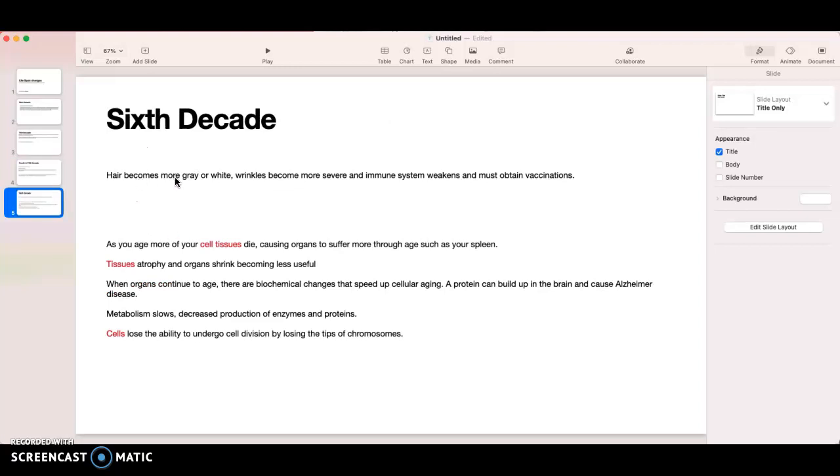In the sixth decade, hair becomes even more gray or white. Wrinkles become more severe, and the immune system weakens. This is an important part about the sixth decade: people must obtain more vaccinations. As you age, more of your cell tissues die, causing organs to suffer more, such as your spleen, which is an important part of your immune system, but some people can actually survive without the spleen.